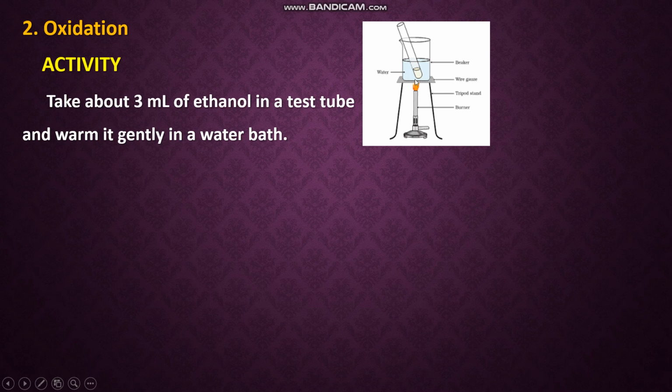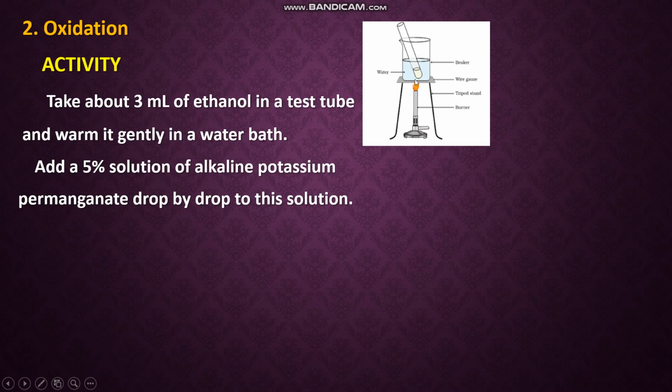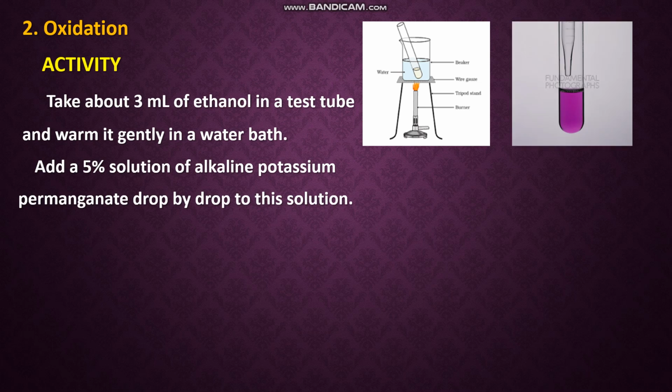This is a water bath. Next, add a 5% solution of alkaline potassium permanganate drop by drop to this solution. What is meant by alkaline potassium permanganate? Potassium permanganate in an alkaline medium. You know potassium permanganate color is purple. So first we have taken ethanol in a test tube and heated it in a water bath. To this ethanol we are adding alkaline potassium permanganate.